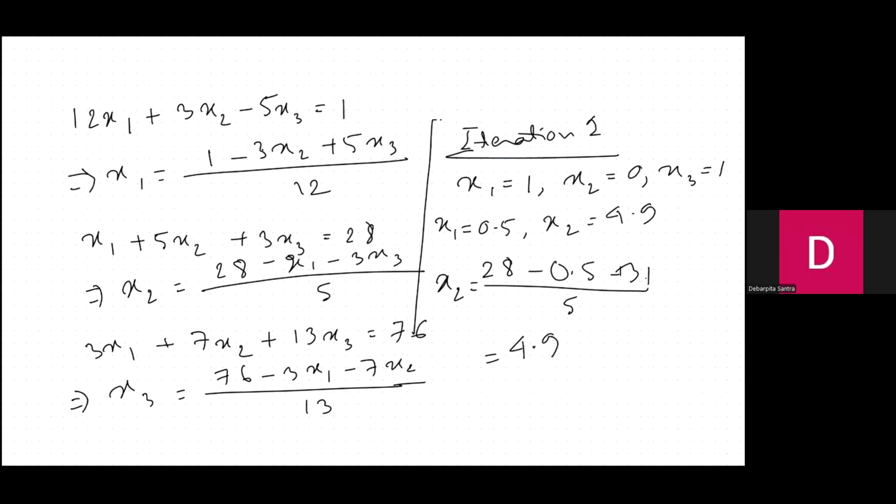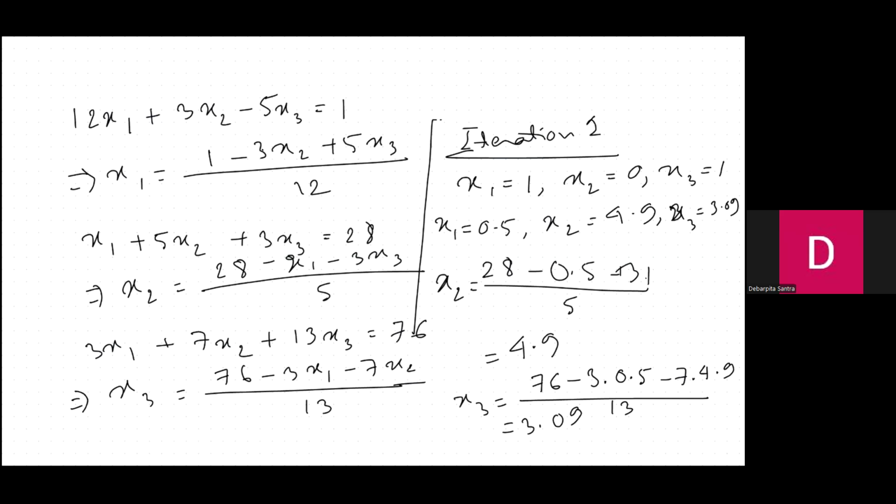Now similarly, if you find x3, x3 is 76, and you now use x1 as 3 into 0.5 minus 7 into x2, x2 means 4.9, divided by 13. So that means 3.09. So these are the values you obtain after the first iteration: x3 is equal to 3.09. So these are the values you obtain after iteration number 1. Now let me clear this screen and go on to iteration number 2.